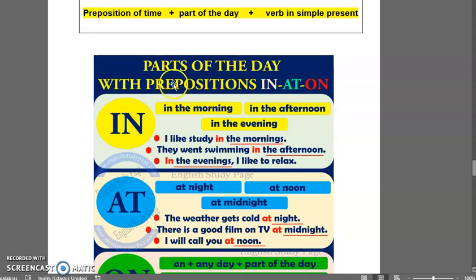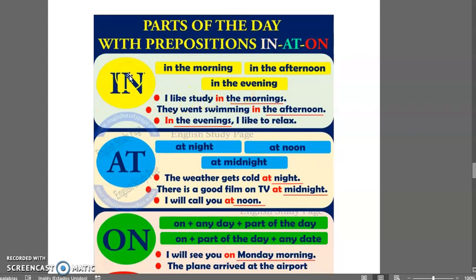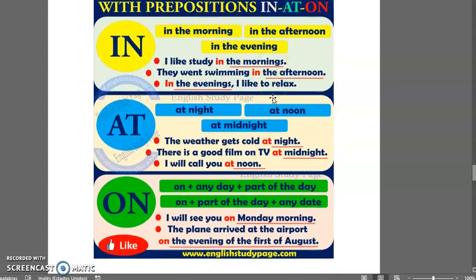Prepositions of time, and these are related to a part of the day. We say in the morning, in the afternoon, in the evening. And here are some examples. I like to study in the morning.